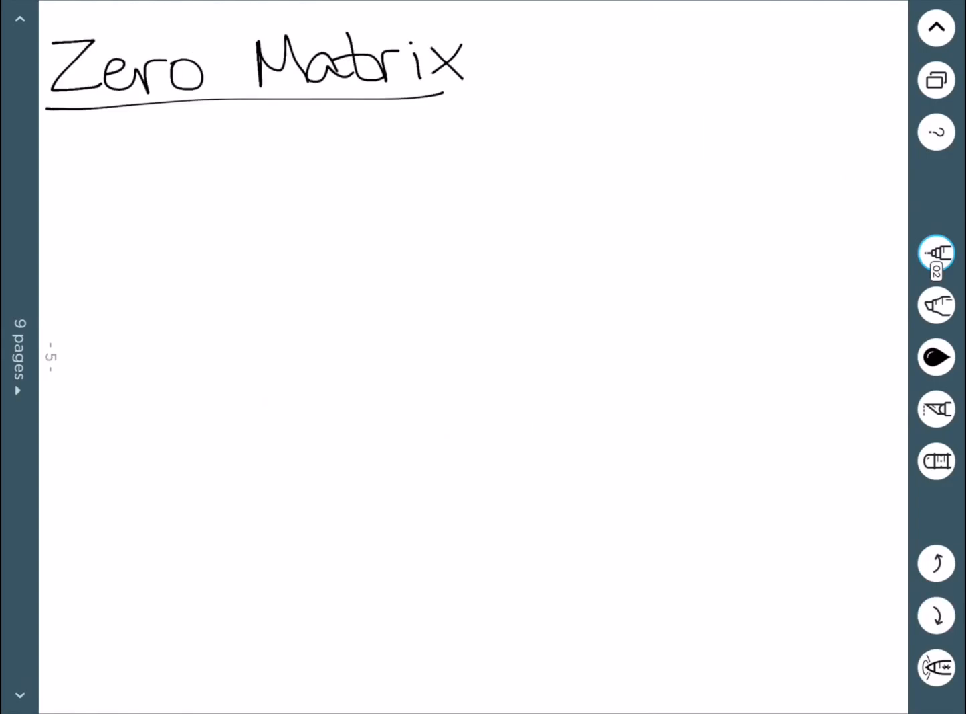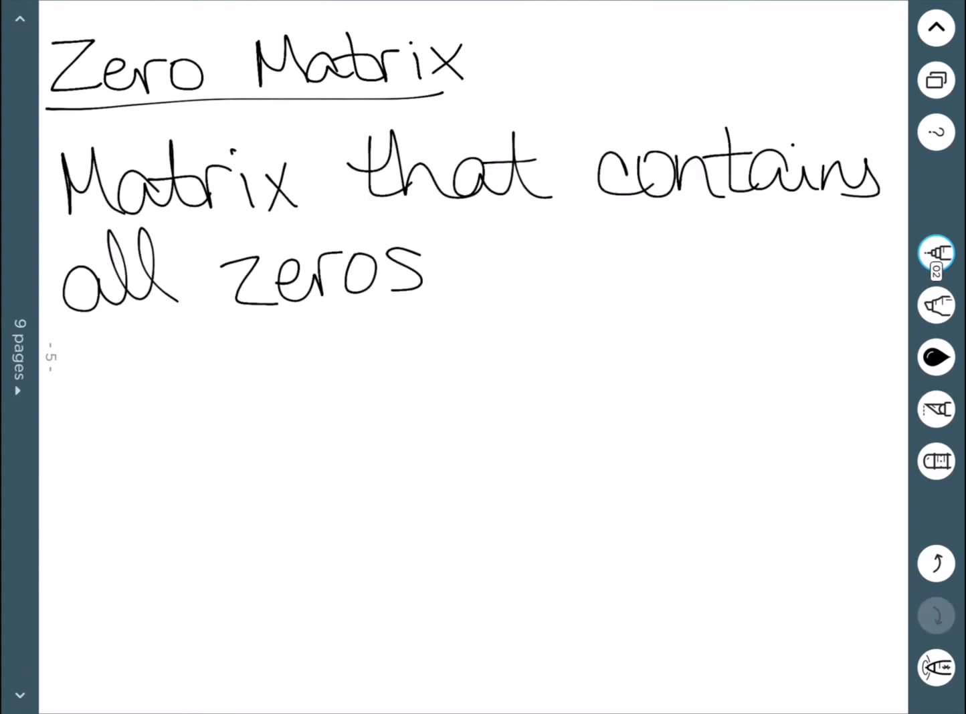We will define a special matrix for addition, which is called the zero matrix. And this is any matrix that contains all zeros, and we usually denote it by just a 0. The size of a zero matrix can usually be interpreted based on the situation. If I say something like A plus 0, I want to define the zero matrix so that addition is actually defined.